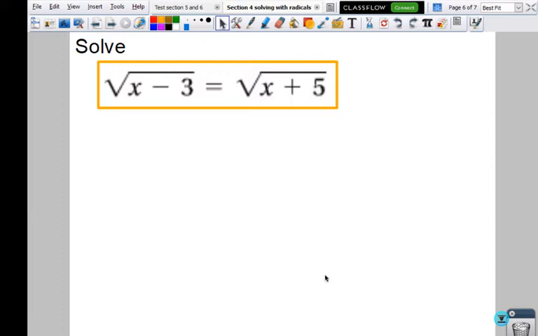I told you you're going to get a weird answer. Don't freak out. You're going to get a weird answer. I just put x equals negative 3. I literally just said that. You know what's weird? This answer. It's not that weird.